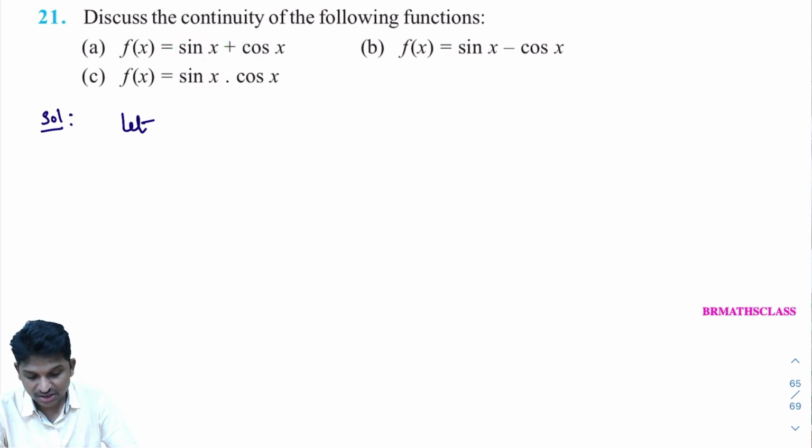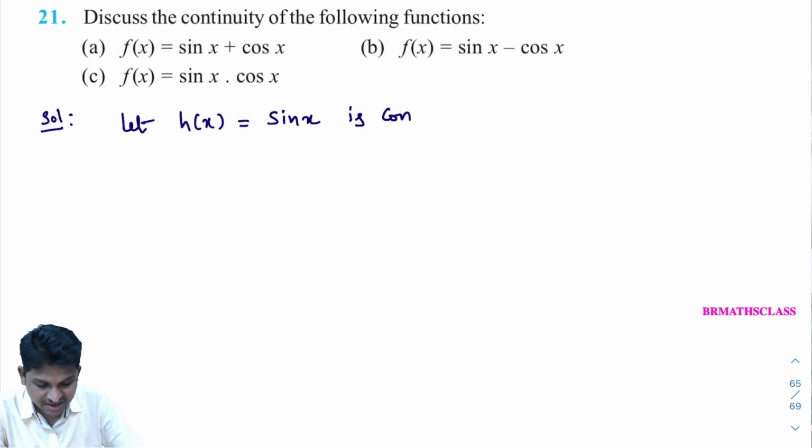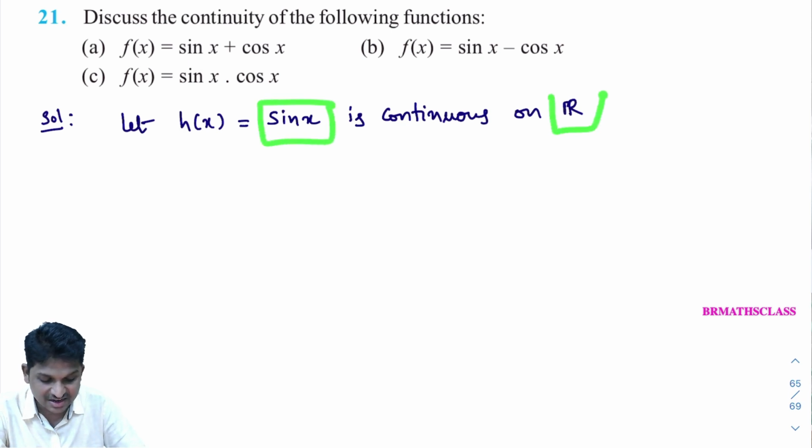So what I'll do here, first thing, they already given here f of x. So I'll take these functions as h of x, g of x. So let h of x equal to sin x. What do you know about sin x? Sin x is continuous on its domain. What is the domain of sin x? All real numbers. This is what we discussed in last class with the help of graph. All trigonometric functions are continuous functions. So sin x is continuous on all real numbers.